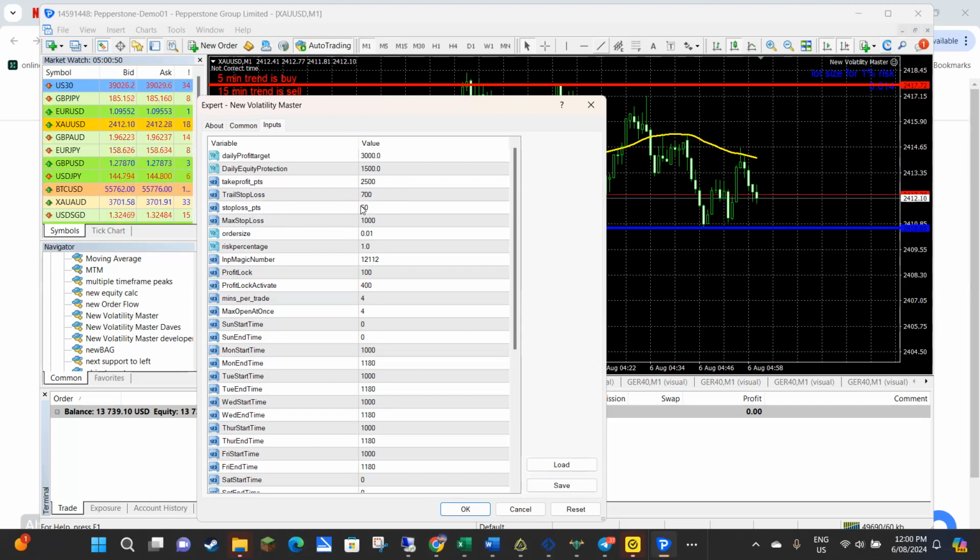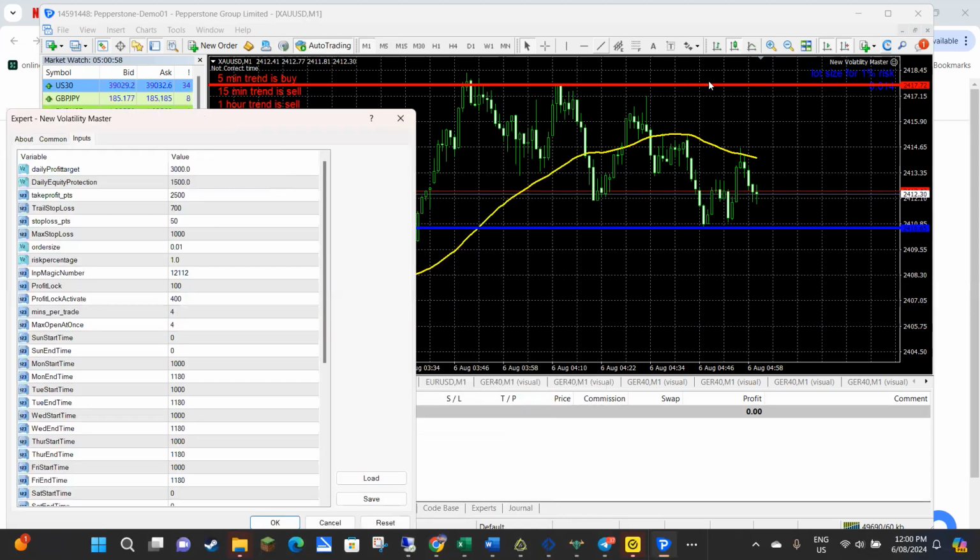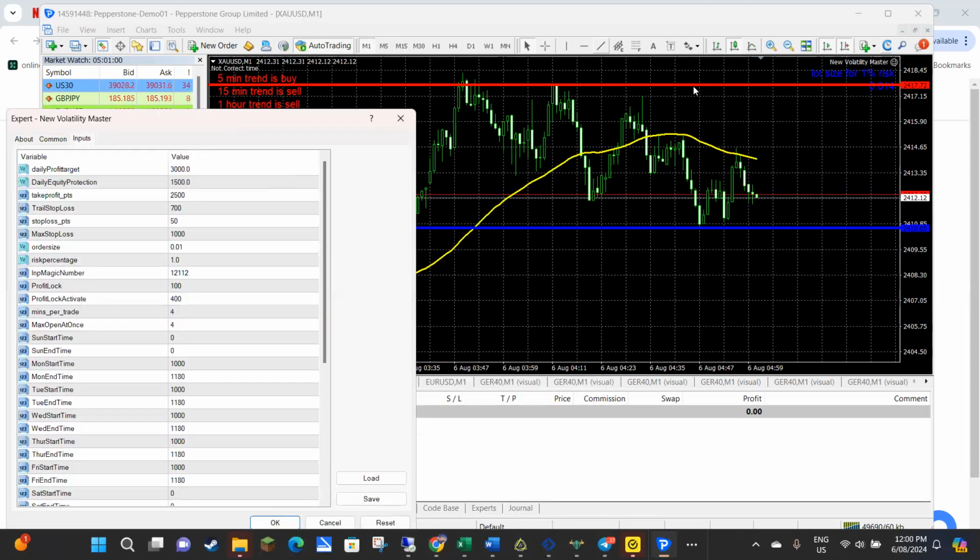Stop loss points, 50. Now, this one does require a little explanation. What we have on the chart here, we have this red line and the blue line, which is just indicating the top and the bottom of the range that we're trading. And what the software does is it'll trade, if it breaks below, it'll do sell orders. If it breaks above, it'll do buy orders.